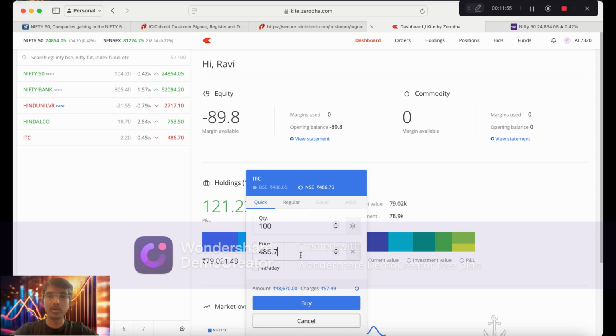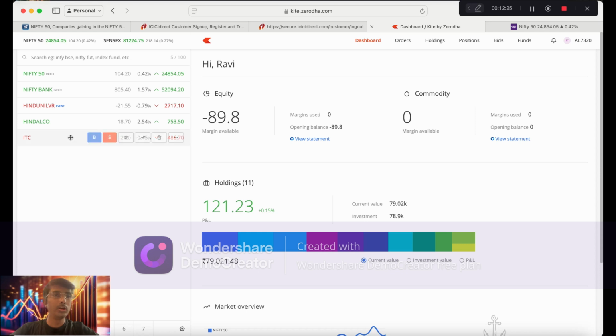Here it is 486.70 to buy one share. So if you want to buy 100 shares, 100 into 486.70, the total amount required is 48,670 rupees. This amount is required to buy ITC 100 shares. Once you buy this ITC, I will click cancel. Assuming that we have bought 100 ITC shares, where to see?